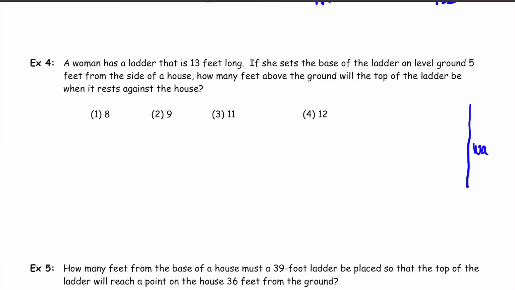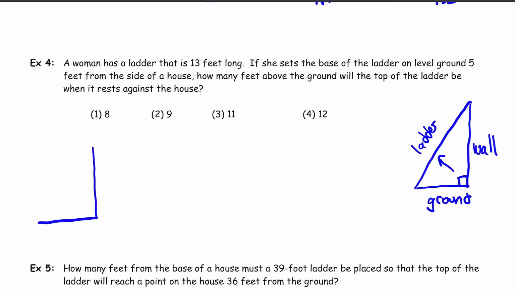Let me make this neater. So I have a wall. I have the ground. Maybe some of you guys haven't been on a ladder before. And then my ladder leans up against the wall. So the ladder is always going to be the diagonal. It's going to be the hypotenuse. Okay, so let's talk about this specific one. It says a woman has a ladder that is 13 feet long. So this diagram over here is going to represent my ladder's 13. If she sets the base of the ladder, so the base is the bottom, on level ground, 5 feet from the side of the house. So if here's my wall, on the ground 5 feet away, that means this side right here is 5.